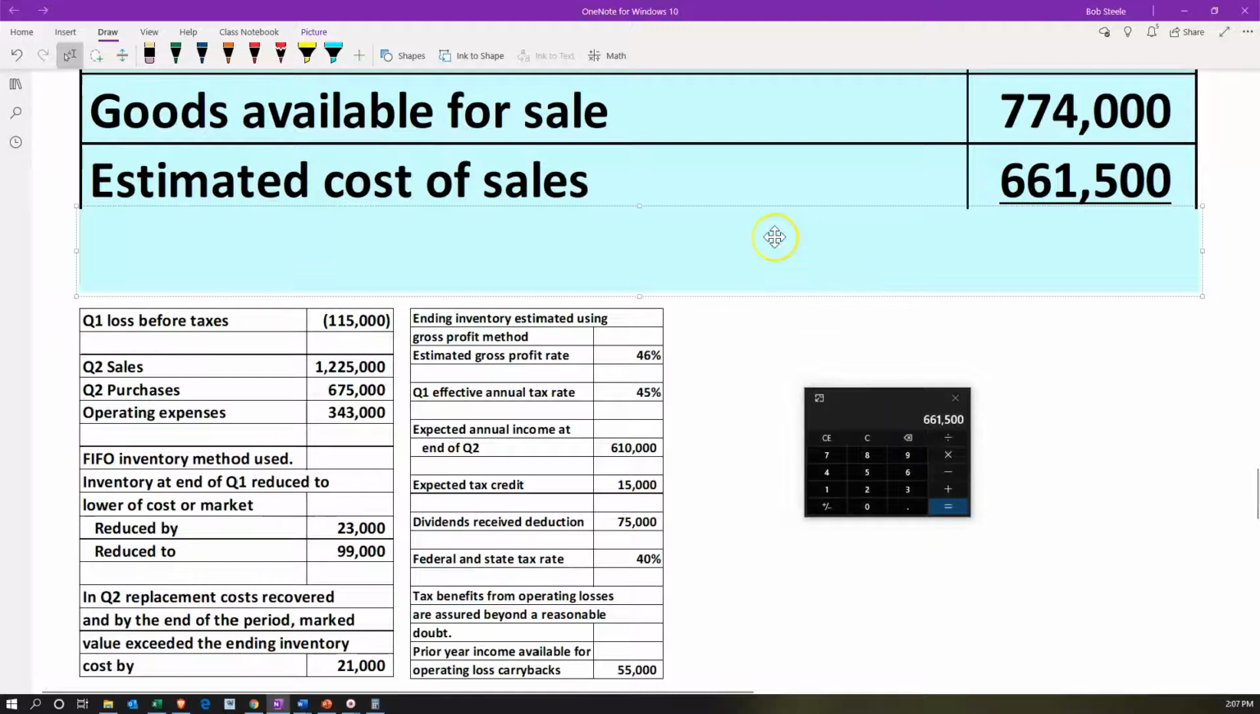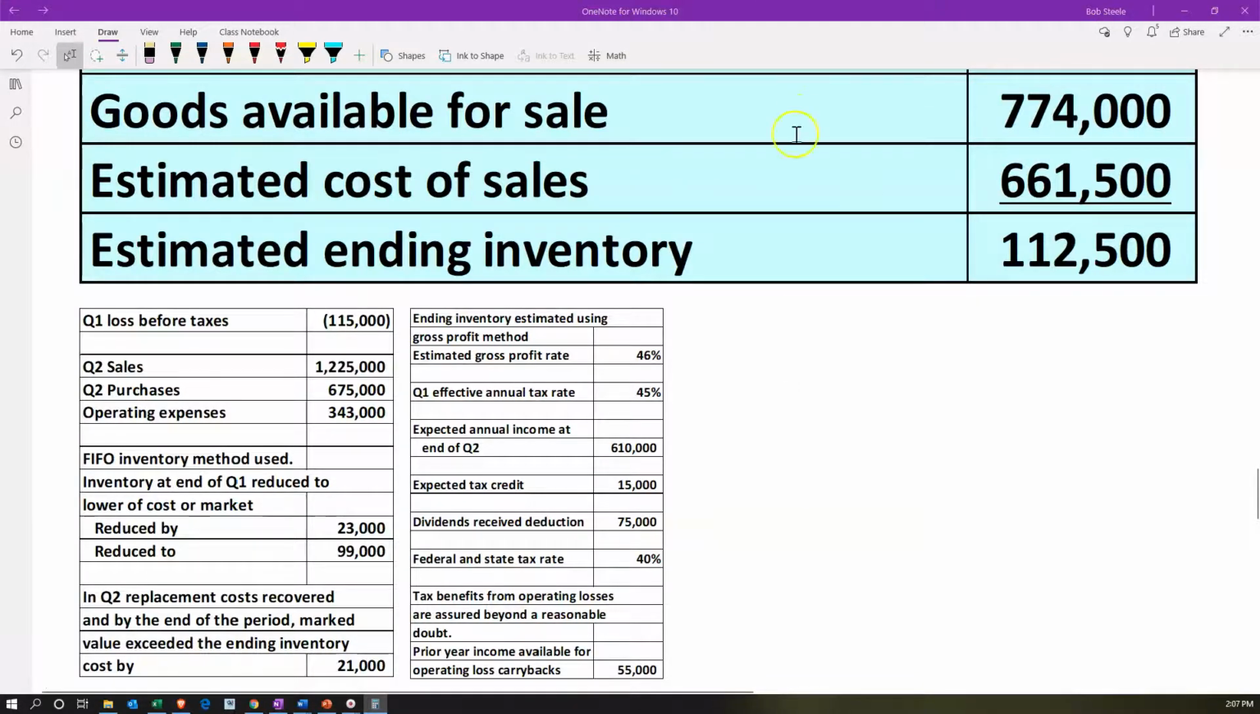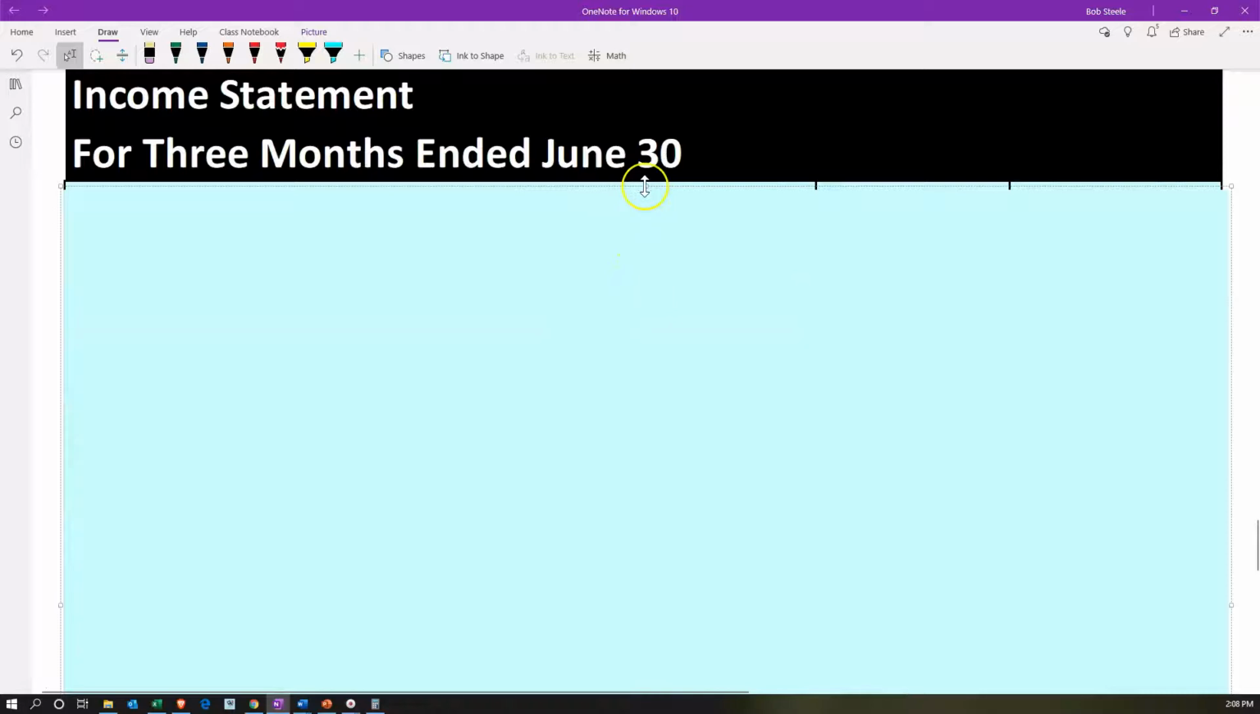So there's the 661.5. If we then take the 774,000 minus 661.5, we get to our 112,500. So there's the 112,500. Next, we're going to start to look at our income statement for the 3 months ended June 30th. So we're looking at the second quarter, so the information for the period of the second quarter.